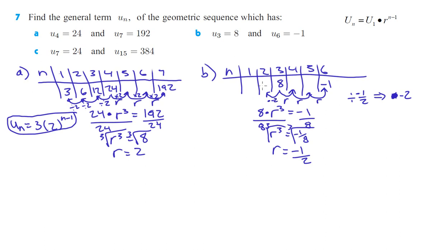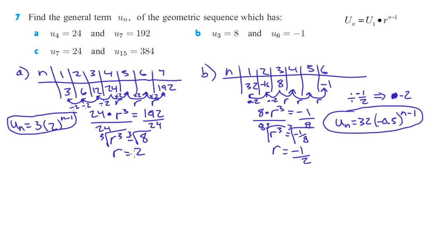8 times -2 is -16. -16 times -2, there's a negative in there, gives us 32. So our first term is 32. So our u sub n equals 32 times our rate, -0.5 or -1/2, whichever one you want, all to the n minus 1.